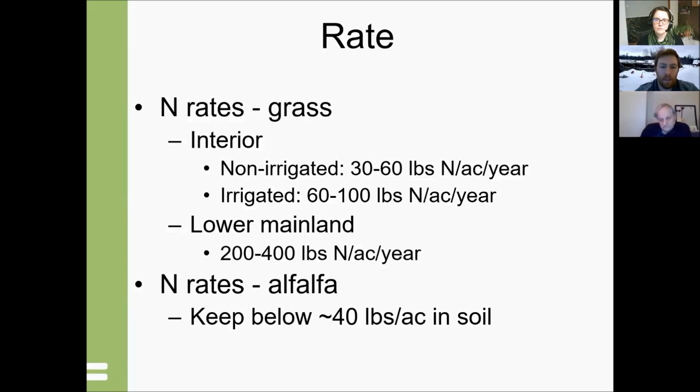And then in the lower mainland, they're applying somewhere between 200 and 400 pounds per year. And then in alfalfa, you normally want to keep that below around 35 or 40 pounds per acre in soil, because that can actually reduce the ability of that plant and the bacteria to fix nitrogen from the atmosphere. So that's something you always want to be careful about. Never put a ton of fertilizer on your alfalfa at one time.